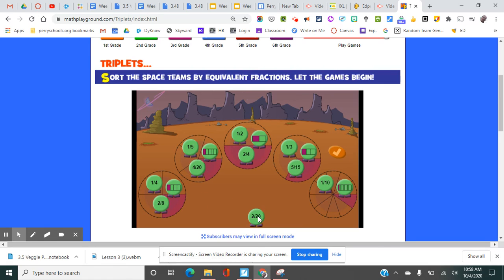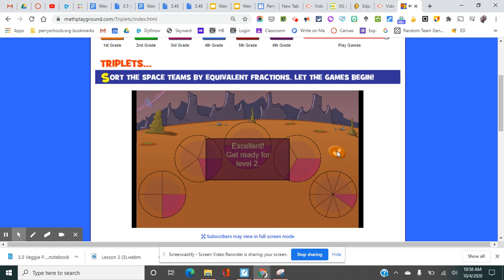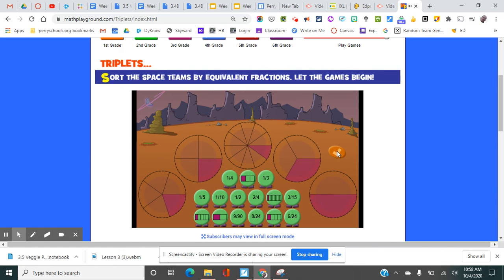And would this make sense? 1 times 2 is 2. 10 times 2 is 20. Yep, it would. And then we'll click the check button. We get to move on to level 2.